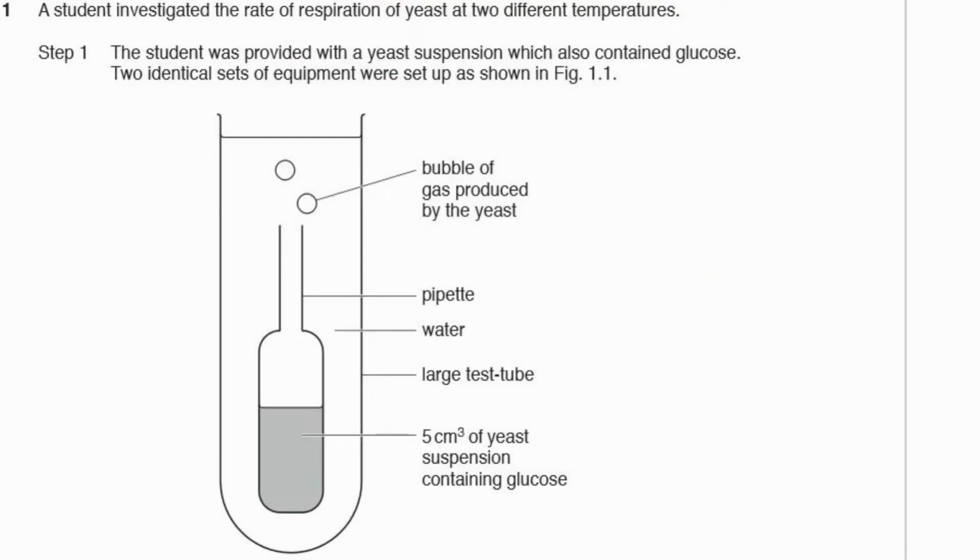Question 1. A student investigated the rate of respiration of yeast at 2 different temperatures. Step 1. The student was provided with a yeast suspension which also contained glucose. 2 identical sets of equipment were set up as shown in figure 1.1. This is figure 1.1. Okay, we have a test tube, which is just water, and that water will be kept at a particular temperature. Inside this pipette, we have the yeast with glucose, so it can respire. And as it respires, it produces bubbles.